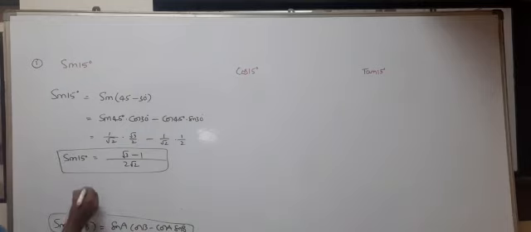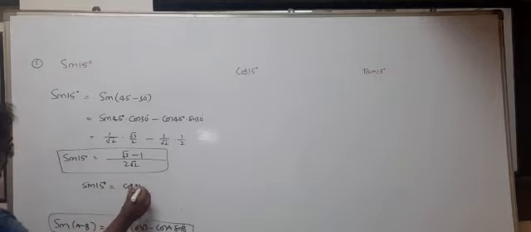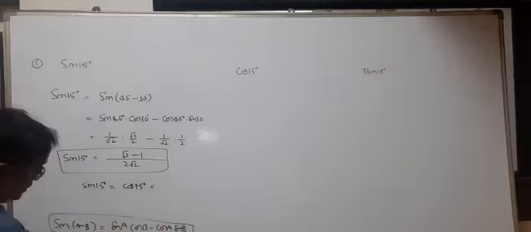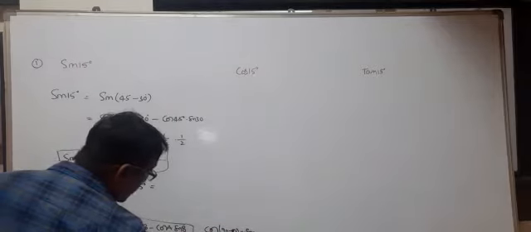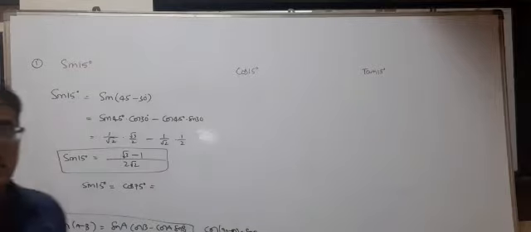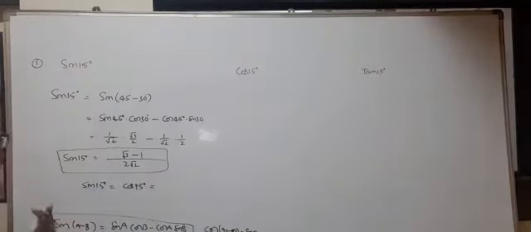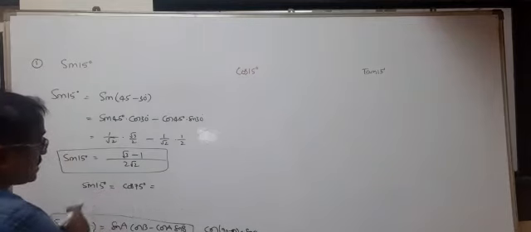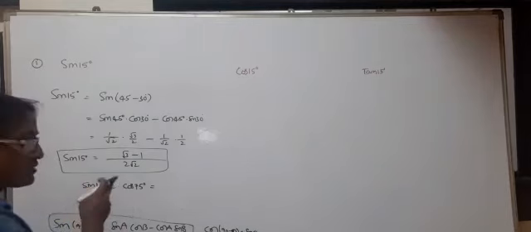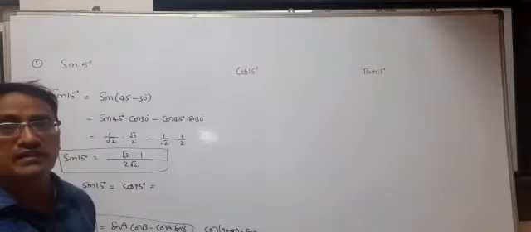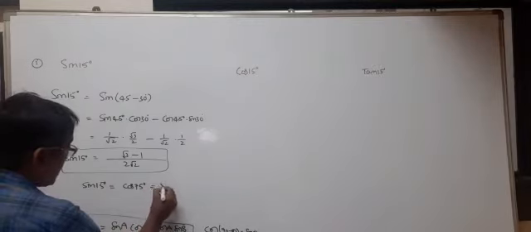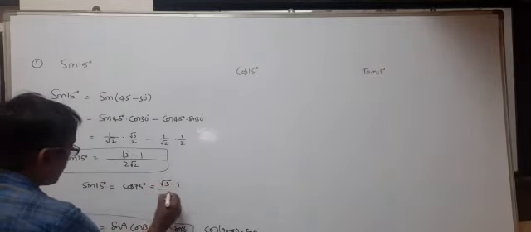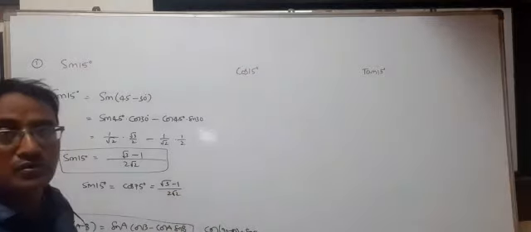Now sin 15 degrees can be written as cos 75 degrees, because cos of 90 minus theta is equal to sin theta, or sin 90 minus theta is equal to cos theta. So sin 15 can be written as cos 75, because sin 15 is equal to sin 90 minus 75, which is equal to cos 75. So cos 75 or sin 15 both are equal to root 3 minus 1 by 2 root 2.